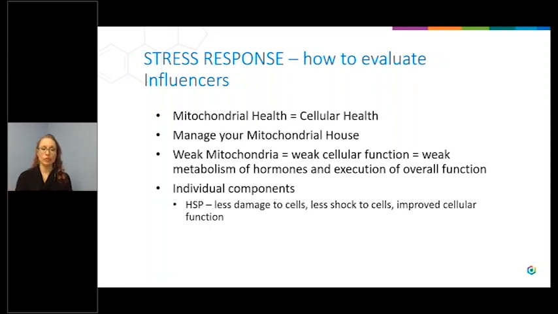And these are those individual components that we talk about, like the heat shock proteins, right? We want less damage to cells, less shock to cells, improved cellular function. We want to make sure all of our proteins are where they're supposed to be, how they're supposed to be. We want to have that nice little organized closet. Those heat shock proteins and mitochondria can help improve how well organized your cells are, how well those proteins can respond.